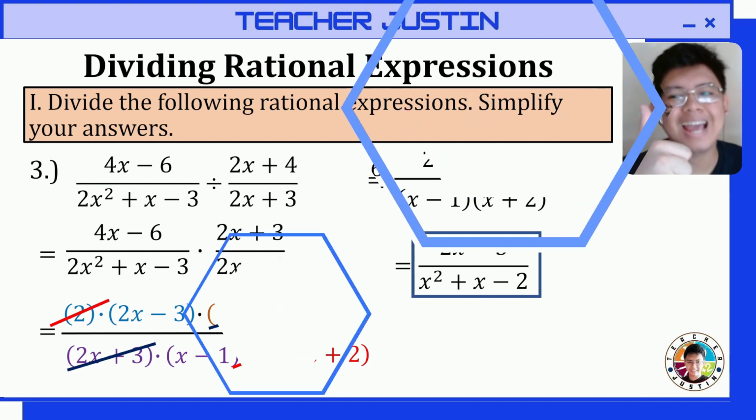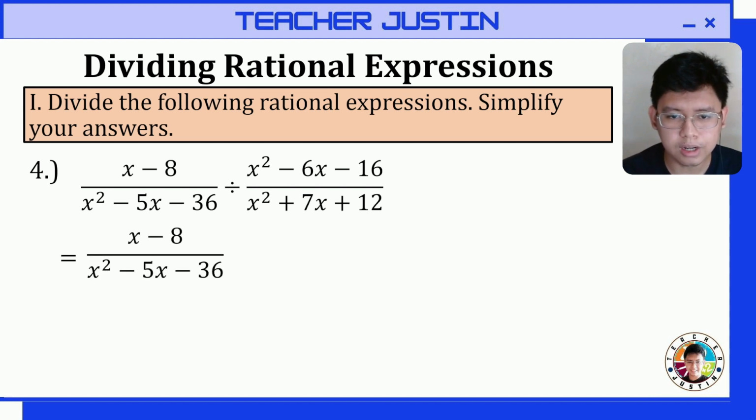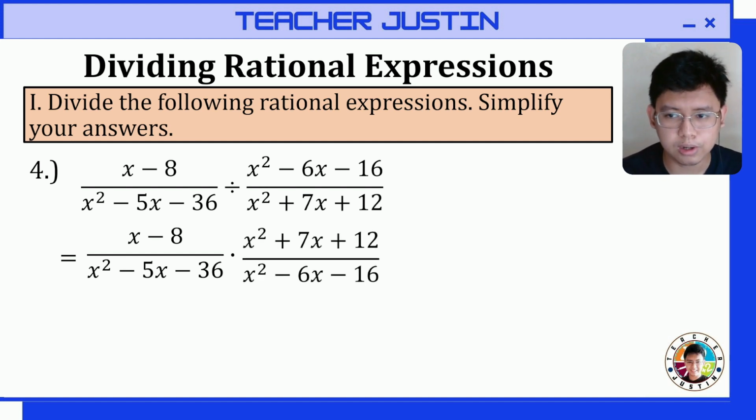Ta-da! Alright. Okay, let's divide these rational expressions. The first step when dividing rational expressions is to apply keep, change, flip. Keep the first rational expression, change the operation to multiplication, and flip the second rational expression. So, we get the reciprocal of our second rational expression. Then, let's apply the rules in multiplying rational expressions.